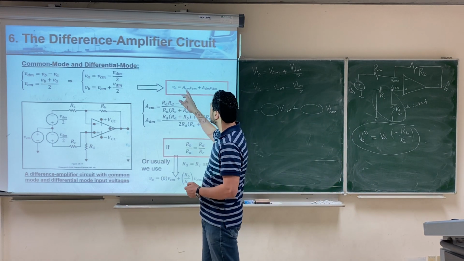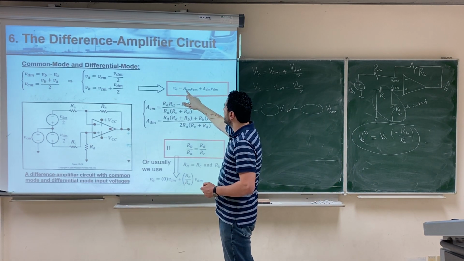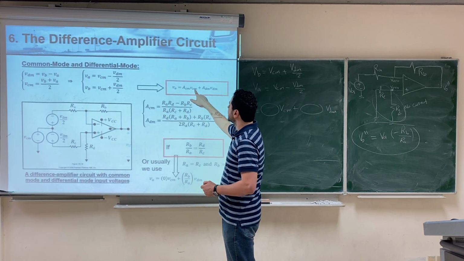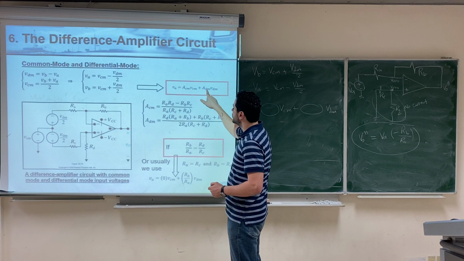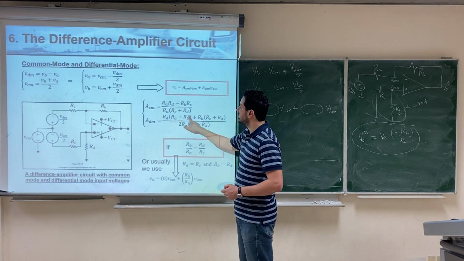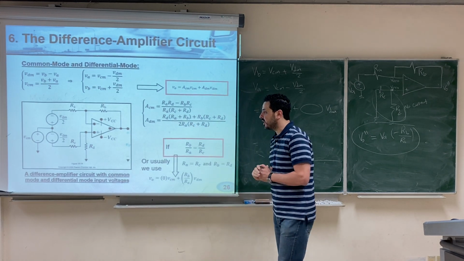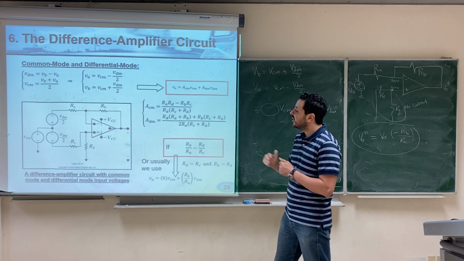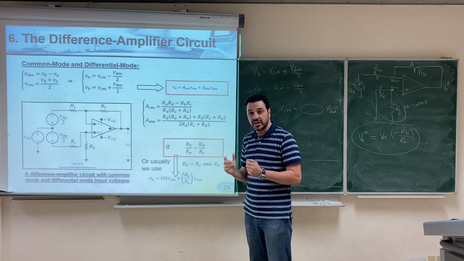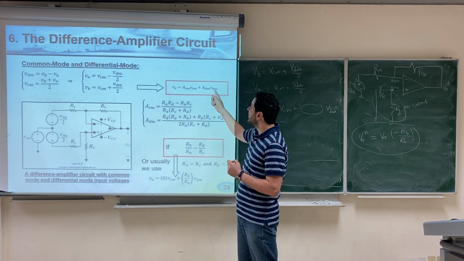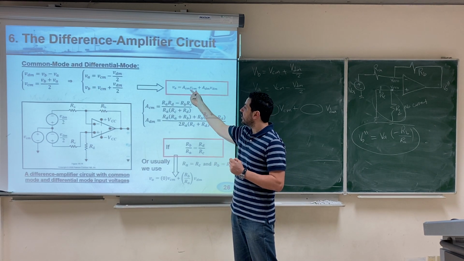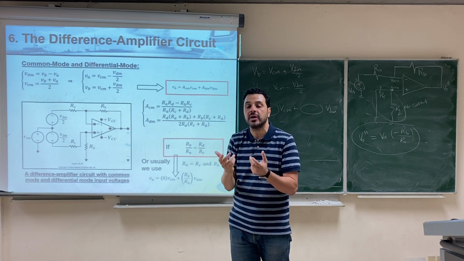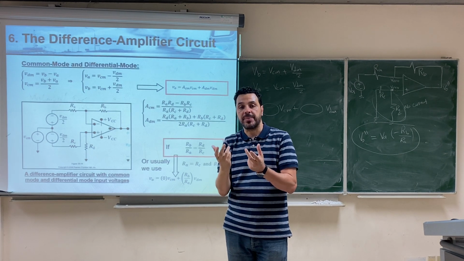This is the expression. It will be the common mode gain, which is given by this expression, multiplied by V common mode, plus the differential mode gain, which is given by this big expression, multiplied by V differential mode. So as you see here, the output of the difference amplifier in general is not only the amplification of the difference. You amplify also the common mode voltage, which is bad. This is something that we don't want to happen, right?